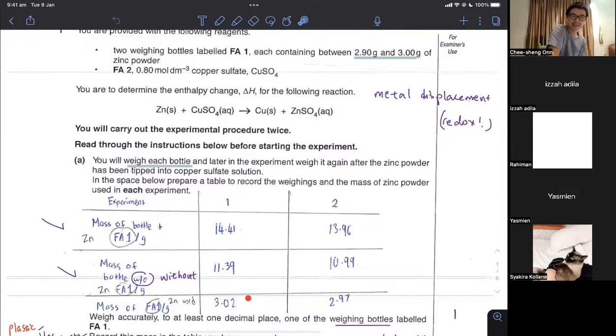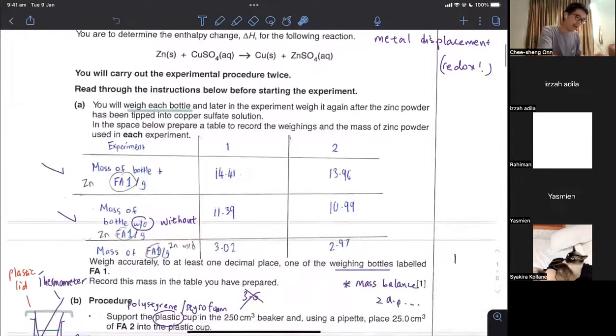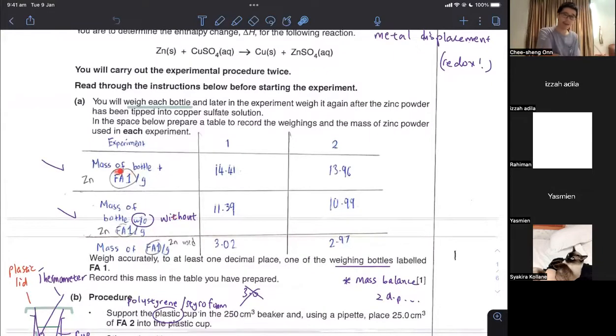I think on the day that I was supposed to weigh for the students, I must have used just slightly above 3 there. Anyway, it doesn't matter.